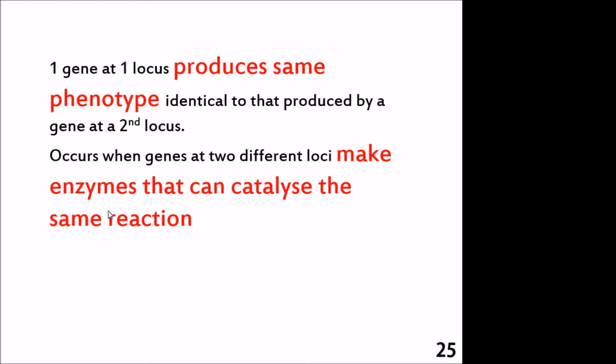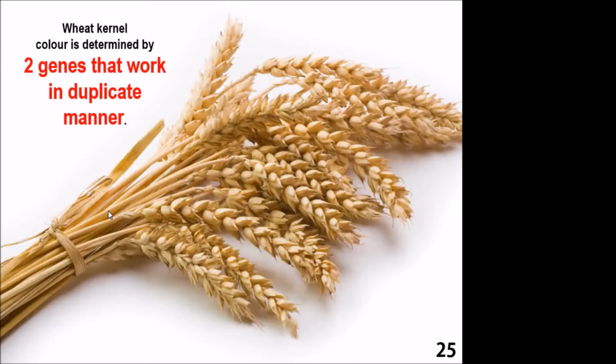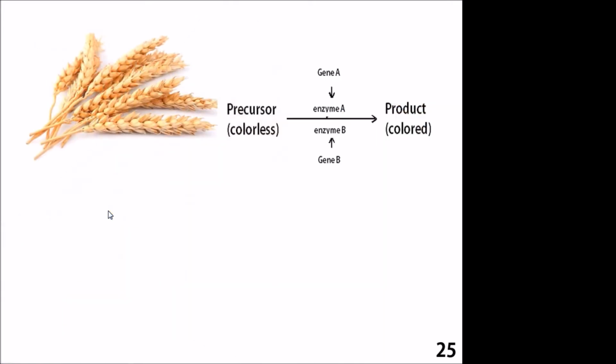This product for this gene can catalyze this reaction, and this product for this gene can catalyze the same reaction to give you the same final outcome. The phenotypic ratio is a 15:1. Real study, wheat kernels. Wheat kernel color is determined by two genes that work in a duplicate manner. What does it mean?